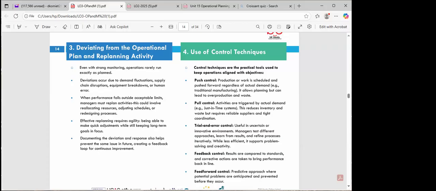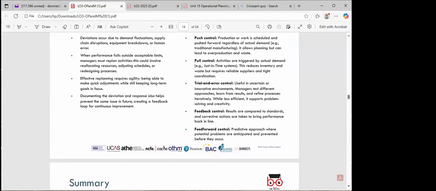Trial and error control. Used in uncertain or innovative environments, managers test different approaches, learn from results, and refine the process. It's also not the best, to be honest. Feedback control: results are compared to standards and corrective actions are taken to bring performance back on track.